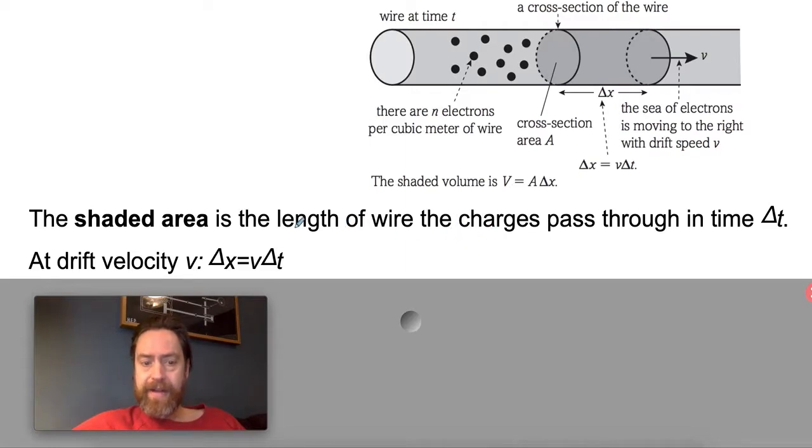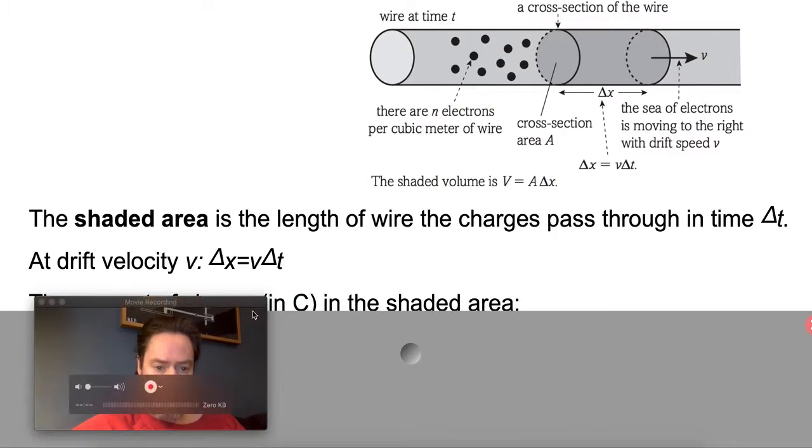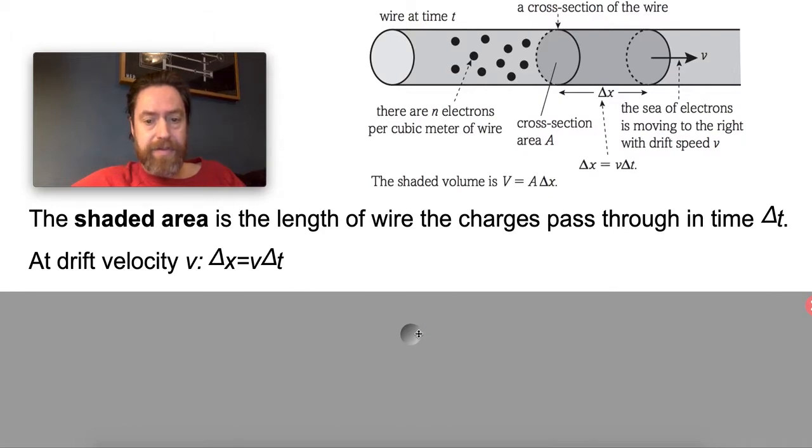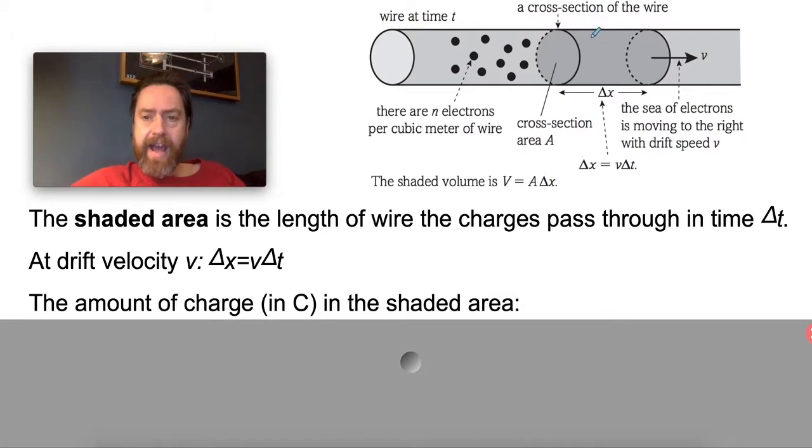So if they're going at a particular velocity v, that distance that they move through is going to be equal to the drift velocity multiplied by the time delta t. We're going to just park that for now and look at something else first of all. In the first bit, I'm just going to move the picture up here, is that we probably want to determine how much charge would be in that shaded area, because that's going to equal the amount of charge past the point in a certain time.